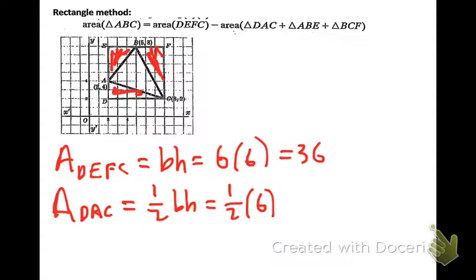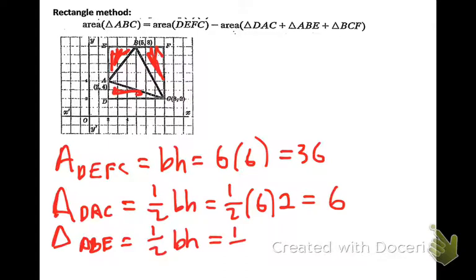Triangle DAC: 1/2 times 2 times 6, that's going to be 6. Then we've got triangle ABE, which is also 1/2 base times height, so that's going to equal 1/2.